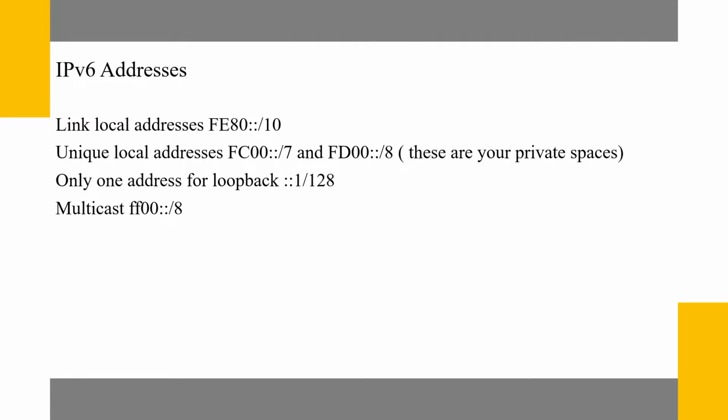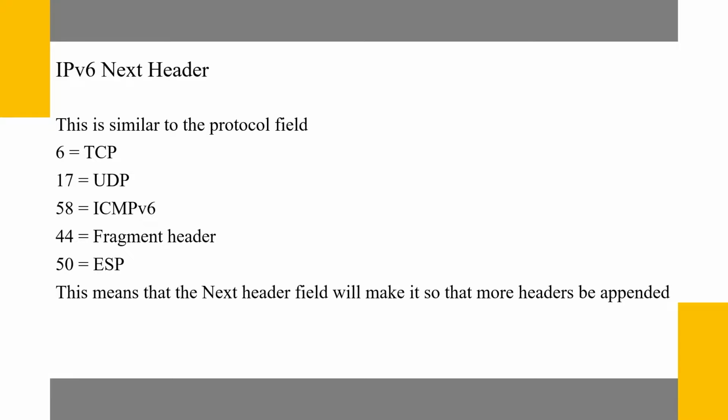Here are the addresses equivalent to private addresses in IPv4, and this time the loopback address is only one, not a full range. The next header is similar to the protocol field, but it has changed. For example, fragmentation is now a new header that is appended to the IP header. So now there are additional headers that you can append to the main IP header.